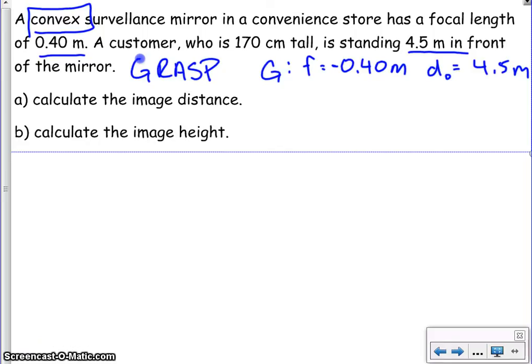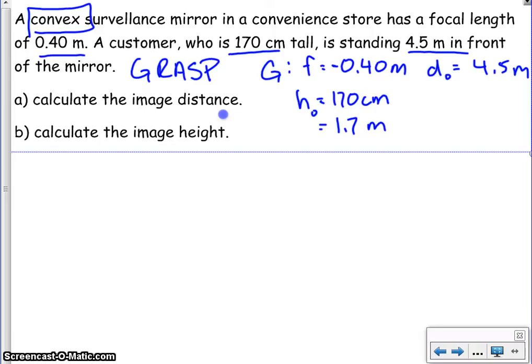Don't worry, I didn't forget about the height. The height of the object is 170 centimeters. But notice that we have meters for our focal length, meters for our object distance, centimeters for our height. We want all the units to be the same, so we're going to convert this into meters. We know that 100 centimeters is 1 meter, so we're just going to move the decimal place to the left 2 places, and that becomes 1.7 meters.